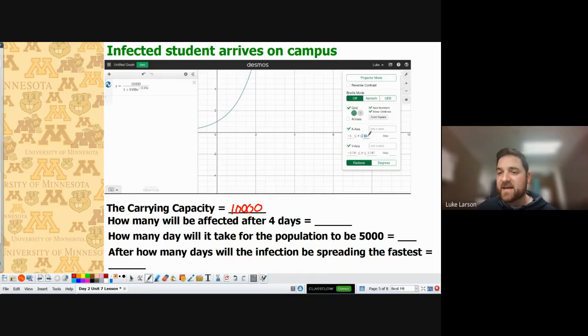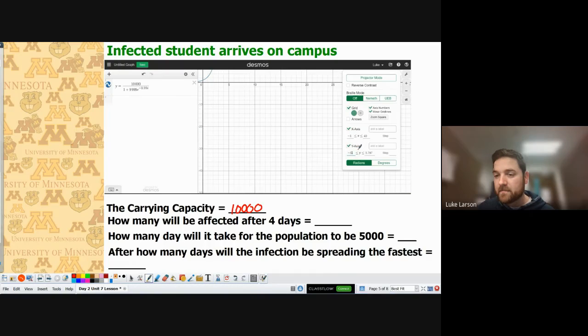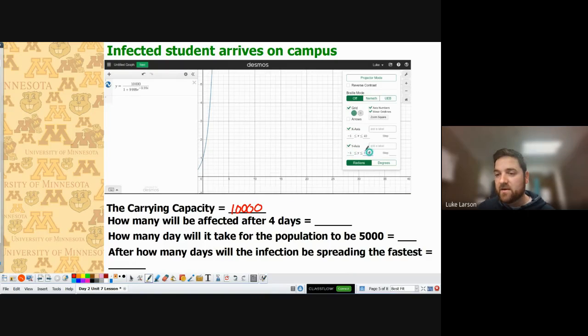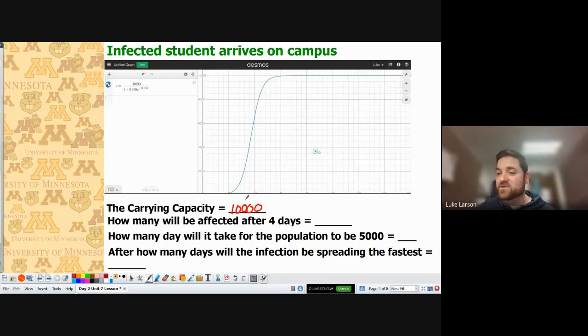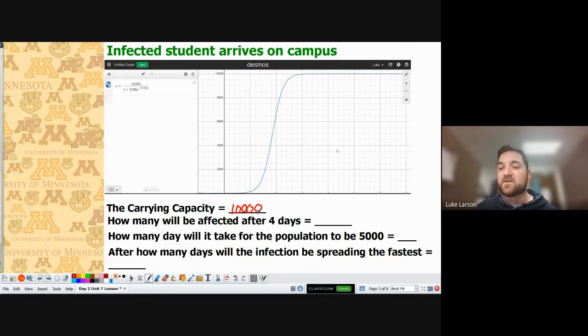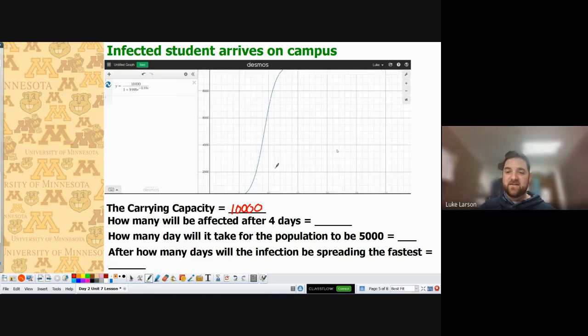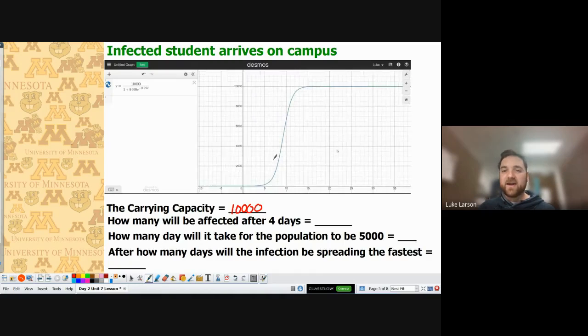X minimum, I'm going to put -1, and the x max, I'm going to put 40, and y minimum, I'll put -1, and the max value for the y, I already know the max is 10,000, so I'm just going to go a little bit above 10,000, do 10,500. So that gives me a good view of our graph.